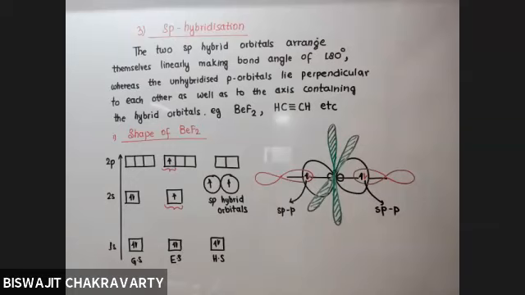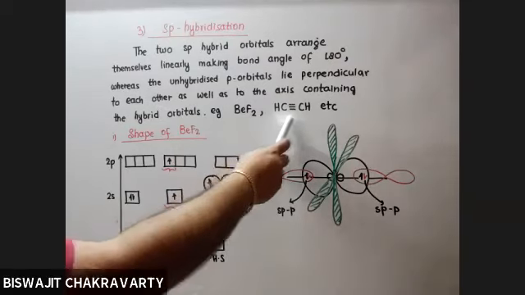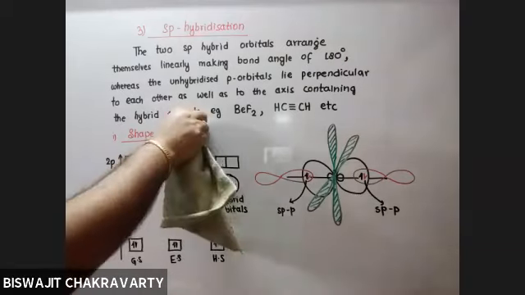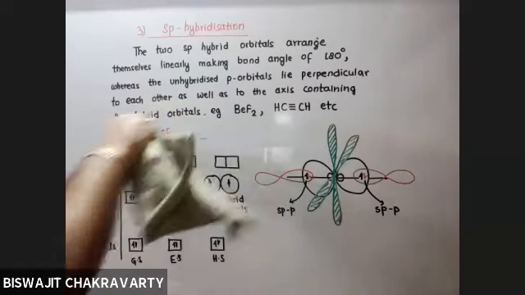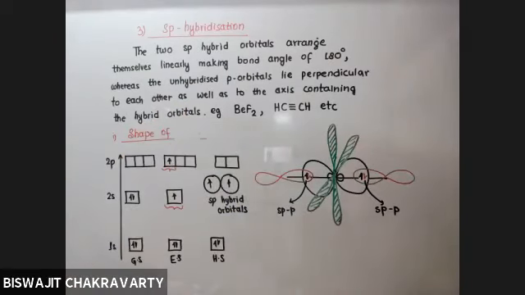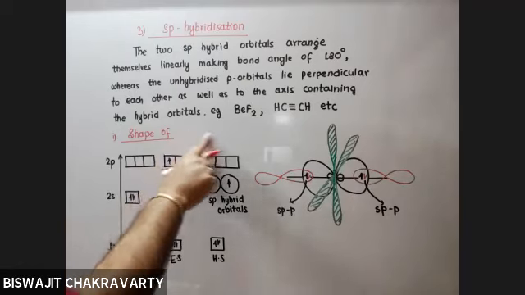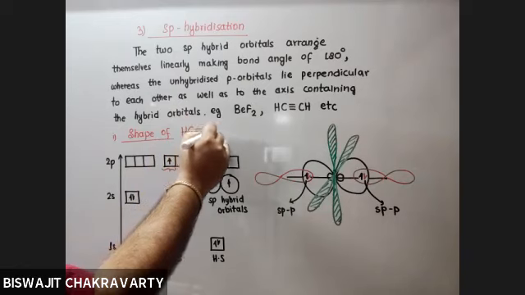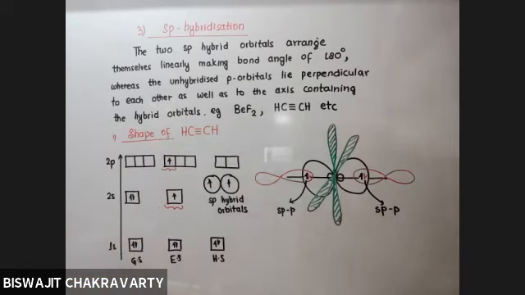Is it understood? Yes, sir. Can I move forward? Can I go to the next example, CH triple bond CH? Is it a monocentric or dicentric molecule? Dicentric. What is the hybridization of each carbon?